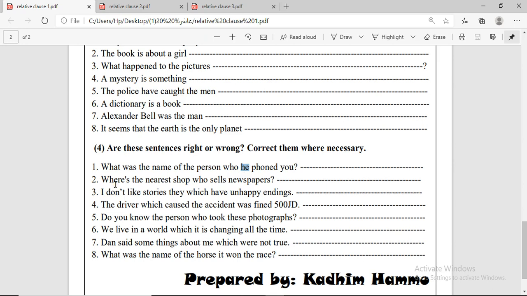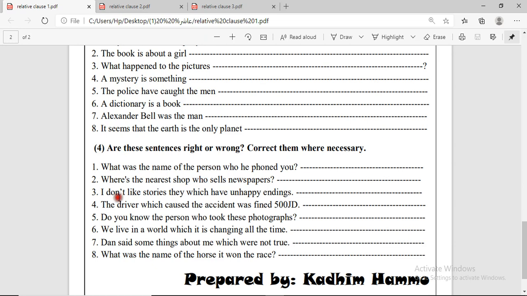Number 2. Where is the nearest shop who sells newspapers? Can I say who? I'm talking about a shop, yani a thing. So, where is the nearest shop which sells newspapers? Instead of who, we use what? Which.